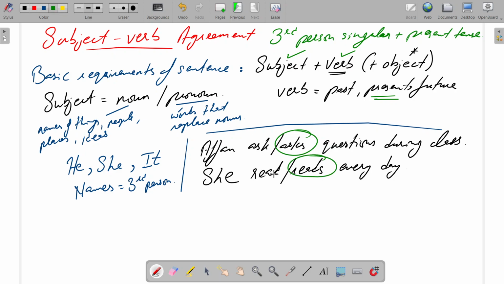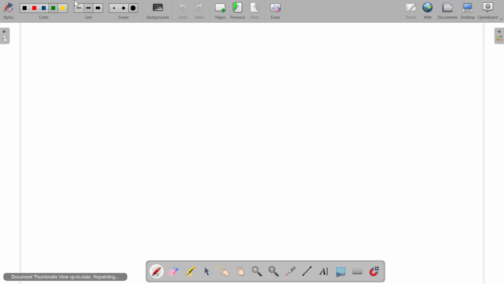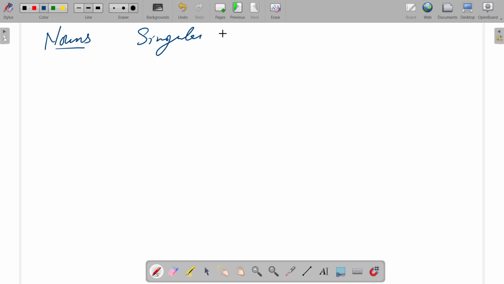She reads. And so, why is this? Now the question is why. The reason is that in nouns and also pronouns, you have singular and plural. And normally for singular nouns such as boy, building, book, there is no s.